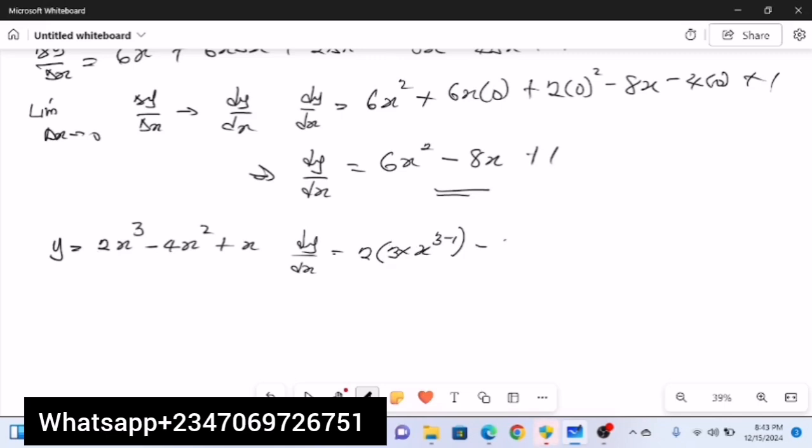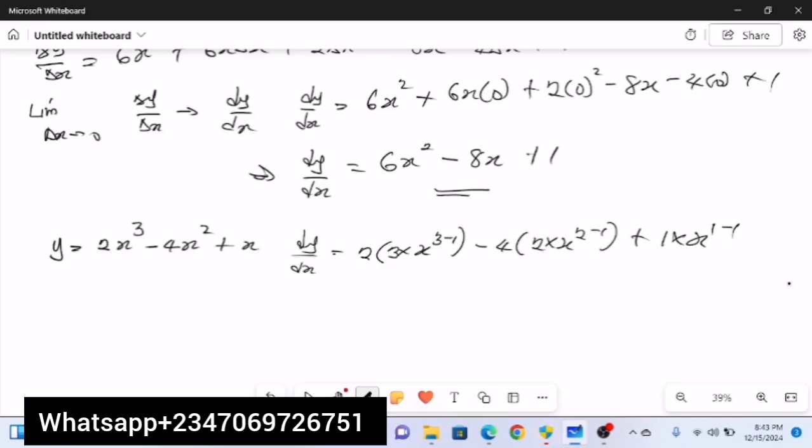Minus, also pull out 4. The power of x attached to 4 there is 2. So use 2 to multiply x squared. Then subtract 1 from the power. Now plus, this is x. And the power of x there is simply 1, right? x to the power of 1 remains x. So use 1 to multiply x. Then subtract 1 from the power. So I have 1 minus 1.